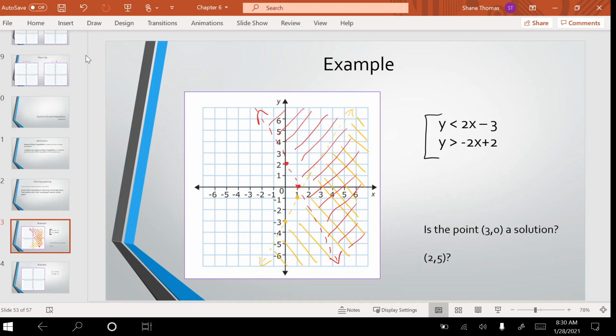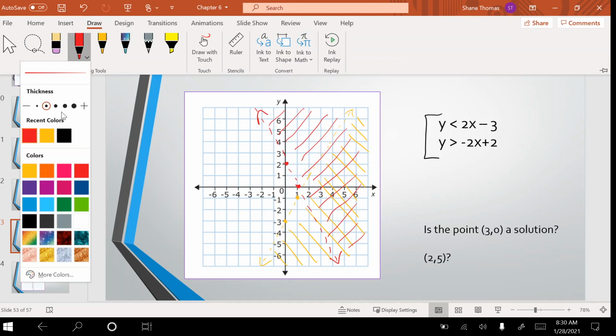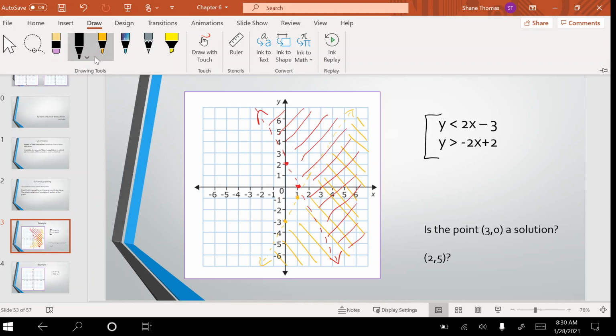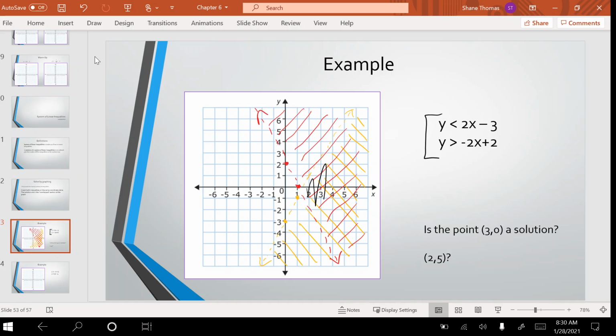So looking at this one, it's really hard to see still. Your overlap section would be over here. All right, here's our overlap section. It's kind of ugly, but I think you can kind of see.